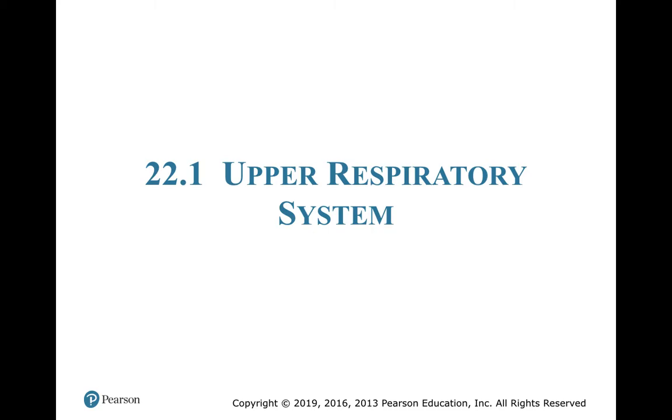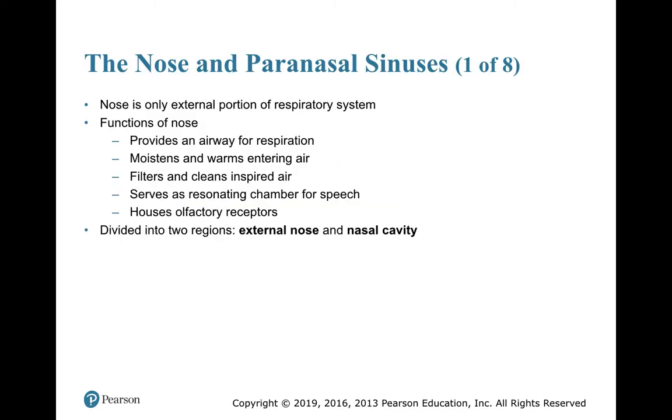So if we start with the upper respiratory system, beginning with what we can see, the external portion of the respiratory system. The nose provides an airway for respiration, helps to moisten and warm air that's coming in, filters and cleans the air that's coming in, and it also serves as a resonating chamber for speech. It has our olfactory receptors, which contribute to our sense of taste. It's divided into two regions, the external nose and the nasal cavity.